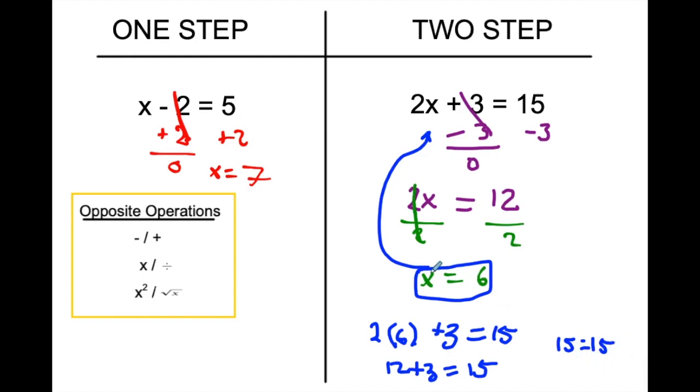The good mathematician will always take their final work, their final answer, x equals 6 in this case, and substitute it back into the formula. We can do the same thing here. Let's substitute this all the way back into the formula. 7 minus 2 equals 5.